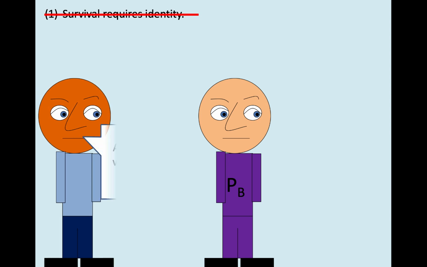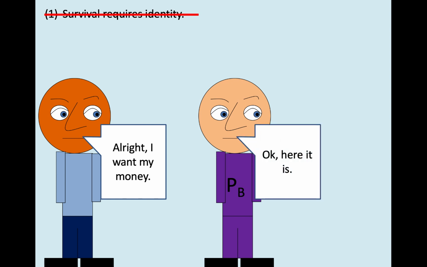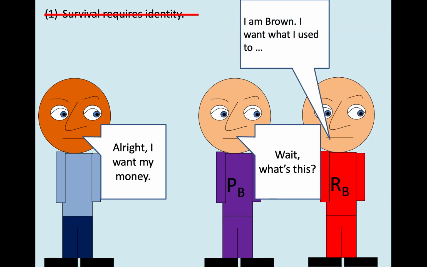Now along comes Blue and says to the person in Purple's body, upon recognizing that this is really Brown, all right, I want my money. And Purple goes to give the money to Blue. Says, okay, here it is. And then says, wait a second, what's this? And along comes Red. And Red says, I'm Brown. I want what I used to want, and so on and so forth. Now the question is, what is the correct reaction from everyone? Who owes Brown the $100? Or sorry, who owes Blue the $100?